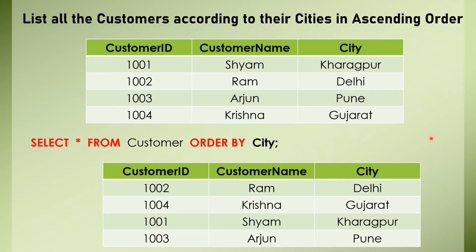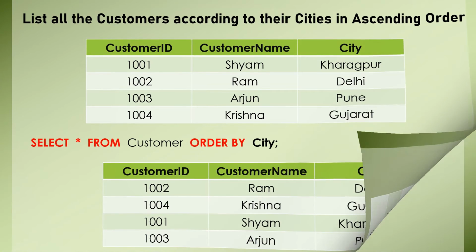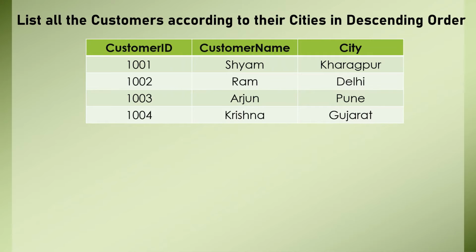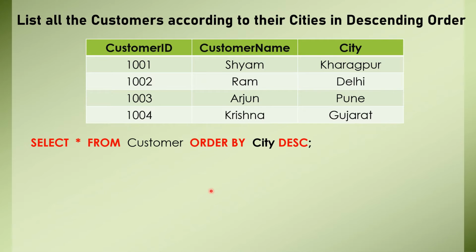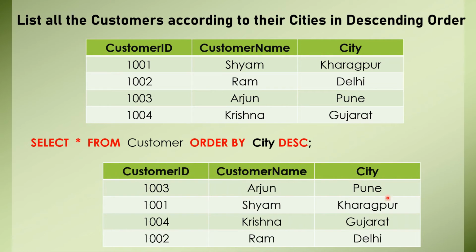Now let us see some examples in descending order. So suppose this is our requirement again. Now we need to sort this according to the descending order based on the city column itself. So what will be the query? That same very query, we just need to add the DESC keyword at last. So what will be the output? The output will be just the reverse of the previous one.